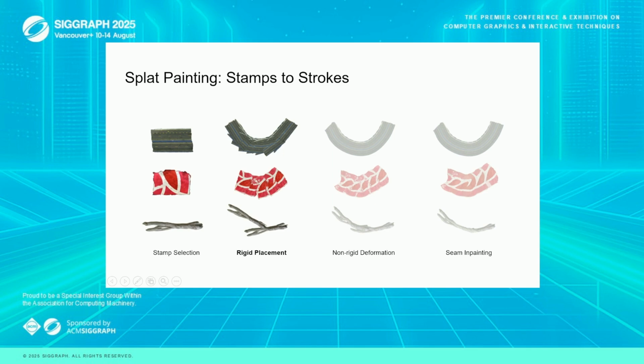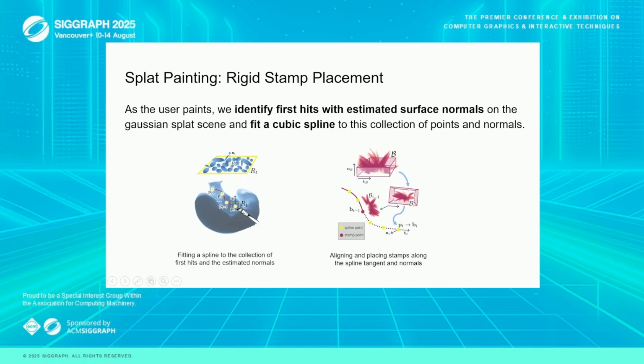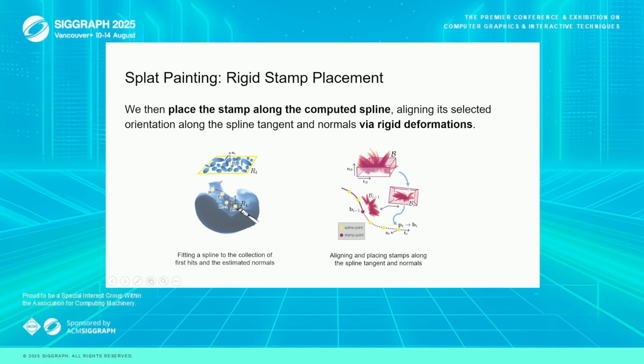The first step in the painting approach is to do a simple rigid placement of stamps along the user's stroke. To do that, we first need a representation of the user's stroke in the scene. We estimate a set of first hits and normals following along the user's brush as they paint, and then interpolate both of these quantities using a cubic spline. Now we have a spline of the actual stroke in the scene along with the estimated normals along the stroke. We then simply place the stamp along the computed spline, aligning its forward and up directions defined by the user set orientation with the spline tangent and normal via simple rigid transforms.